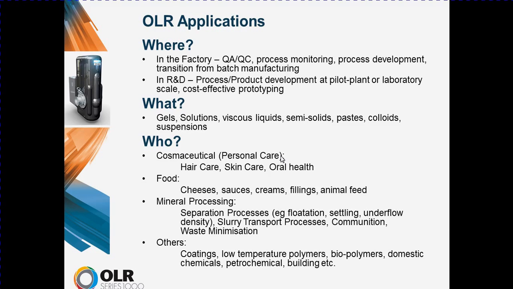In research and development and for process and product development at both pilot plant and laboratory scales, the OnLine Rheometer can help with cost-effective prototyping of both new processes and new products. The materials that the OnLine Rheometer can measure are essentially any flowable material. If a material can be pumped through the pipe, the OnLine Rheometer in general can measure it.